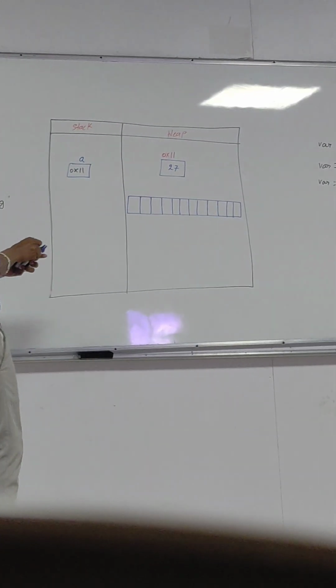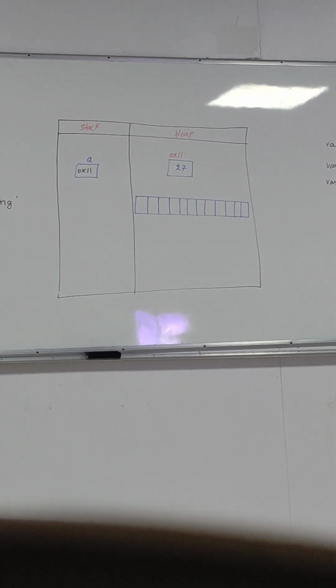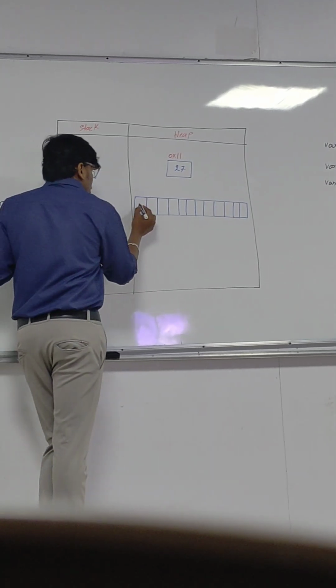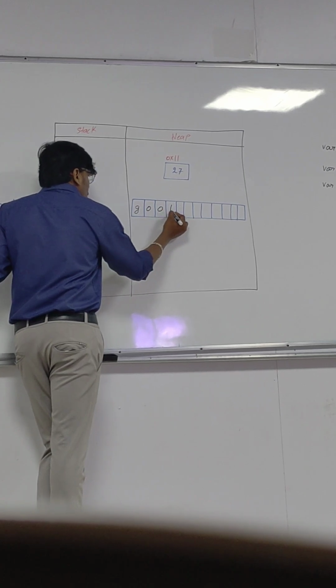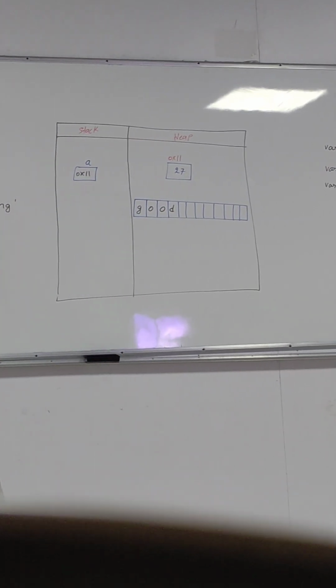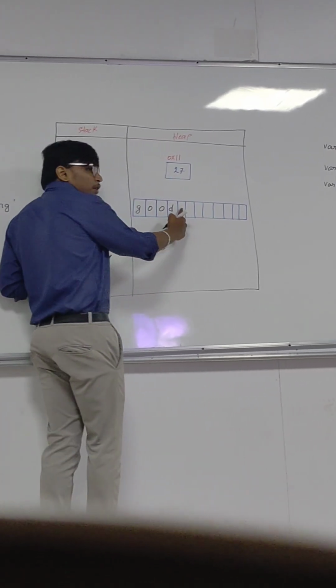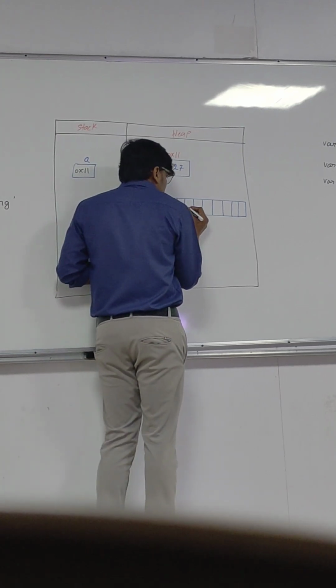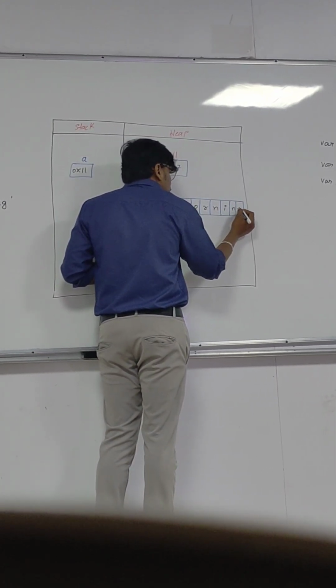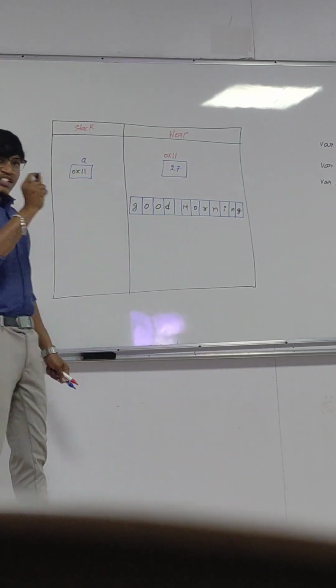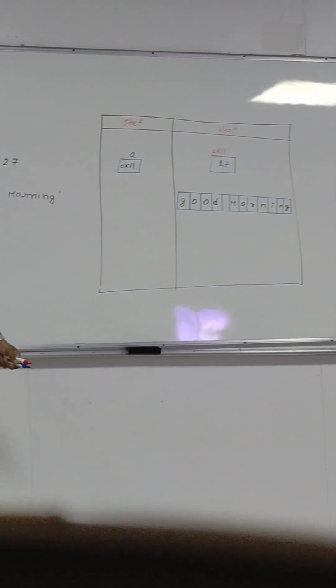Next, the first character will be stored into the first memory block, that will be G O O D. And there is a space, right? For the space also there will be one memory block. Next it will be M O R N I N G. In each and every memory block, how many characters am I storing?